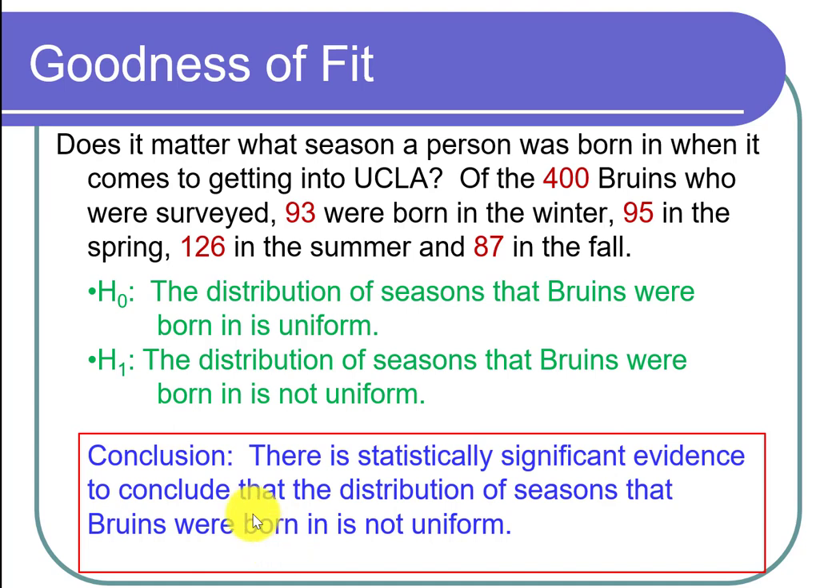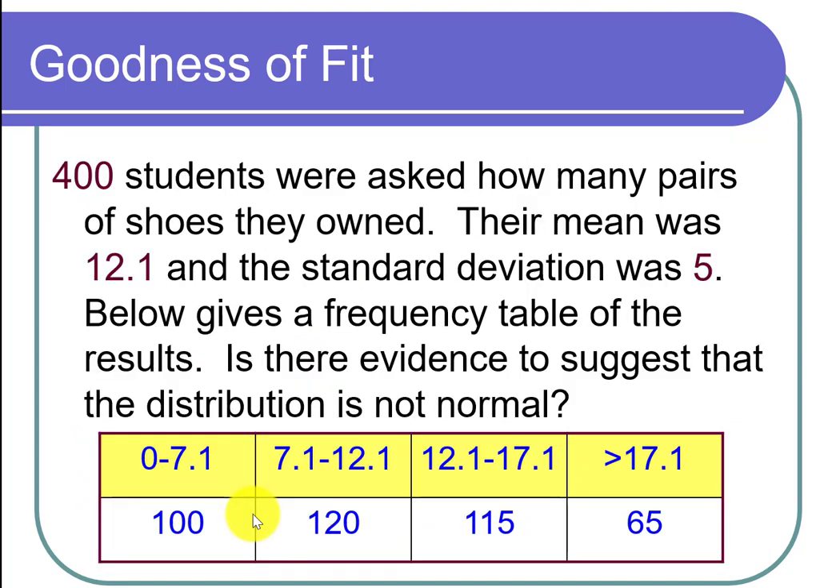Let's do one more goodness of fit test. So here we have 400 students were asked how many pairs of shoes they own. Their mean was 12.1 and the standard deviation was 5. Below gives a frequency table of the results. Is there evidence to suggest that the distribution is not normal?